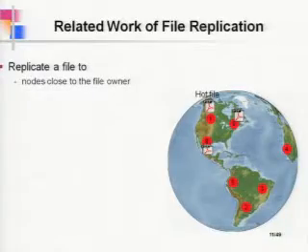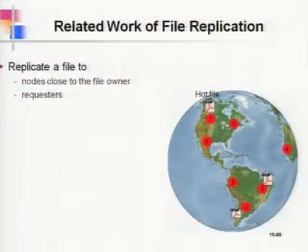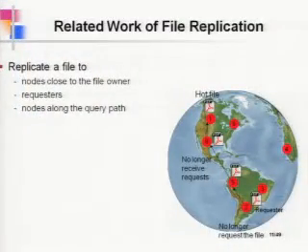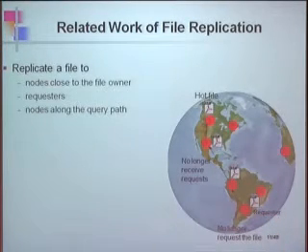Next, let me introduce the related work on file replication. Previous work on file replication can be classified into three categories. The first method replicates a file in nodes close to the file owner. The second method replicates a file at the requester. And the third method replicates a file along the nodes in the query path. Maybe the requester no longer requests the file later on, but the replica is still there. Maybe the nodes along the path will not receive requests later on.